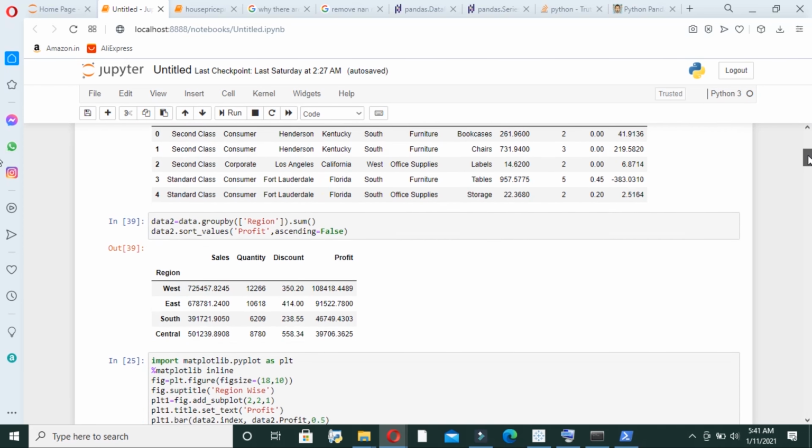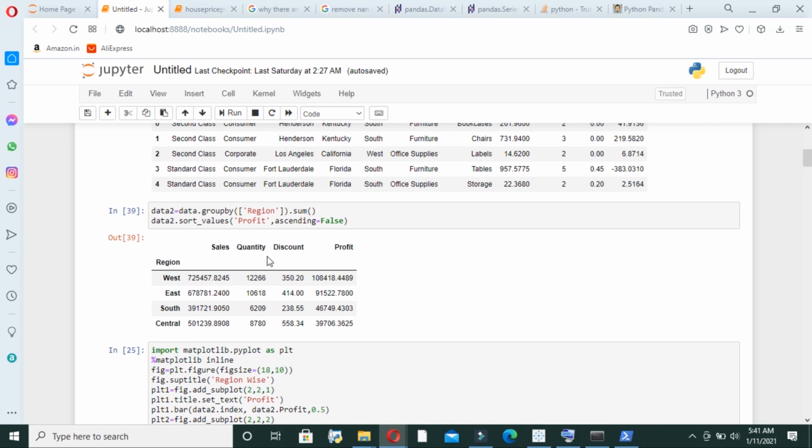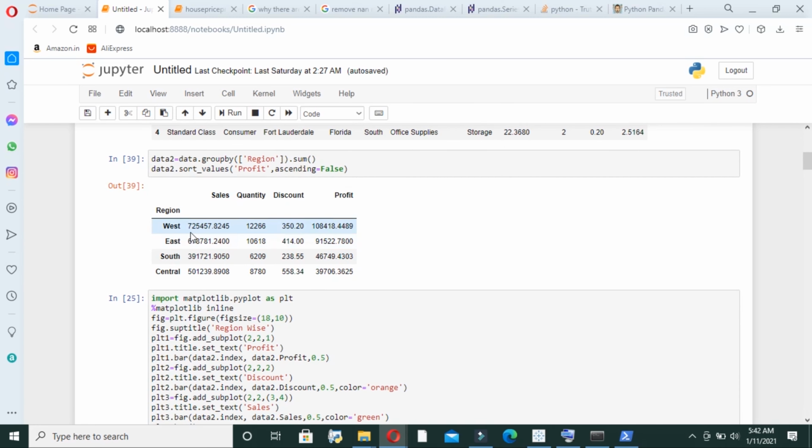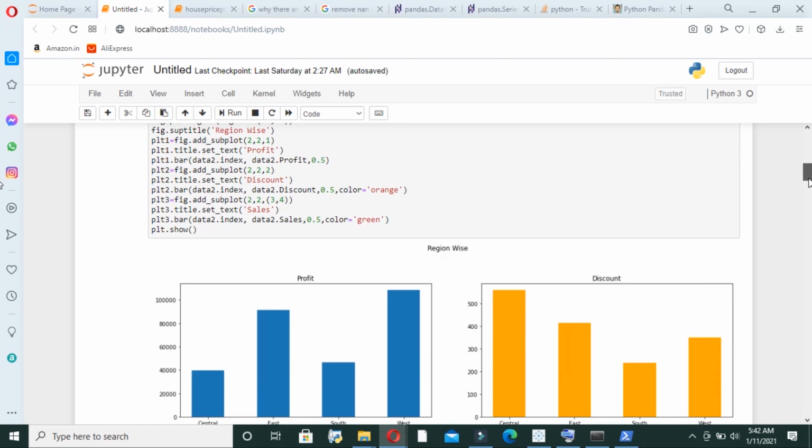After that I found the total profit, discount, quantity and sales region wise from the data. Here I used the group by function which came in handy. Here we can see that most of the profit was earned from the west region, then the east, then south, and the least profit was earned from the central region. So let's see the visualization.